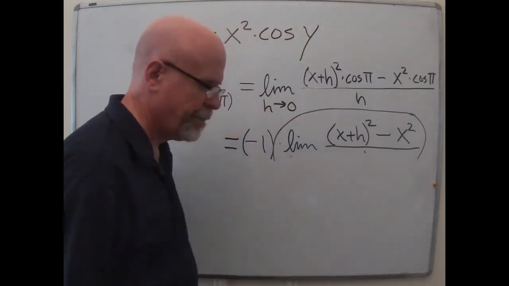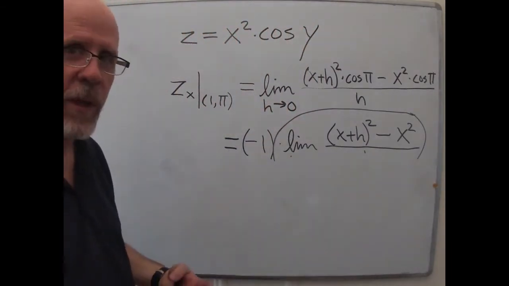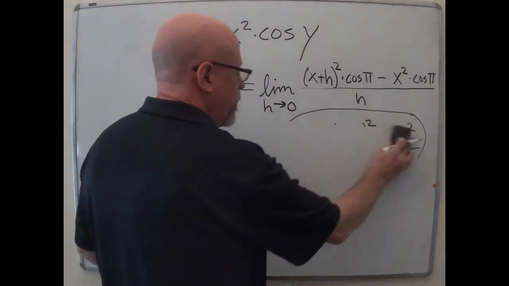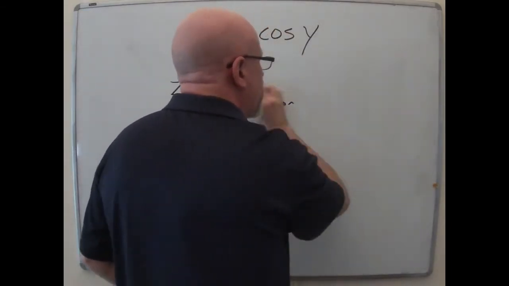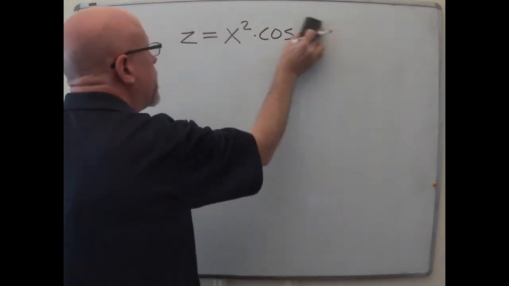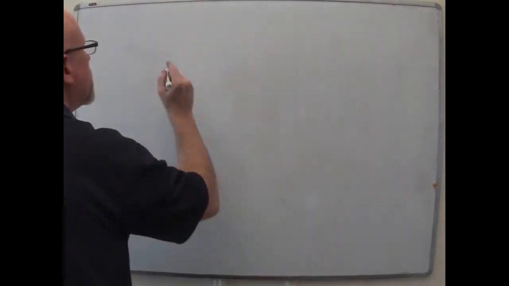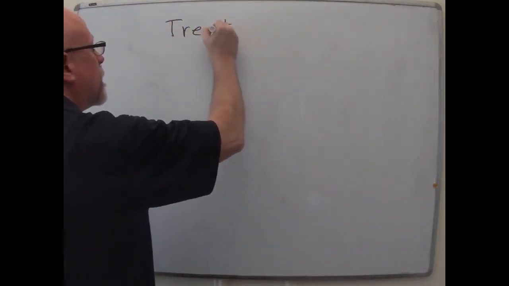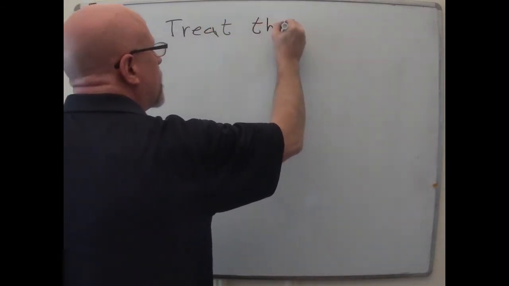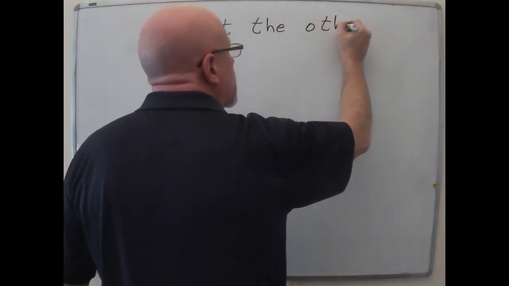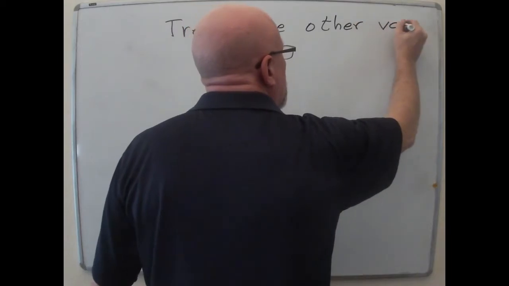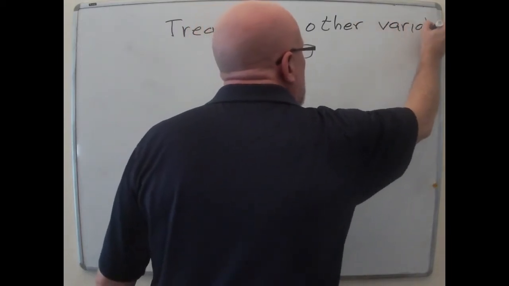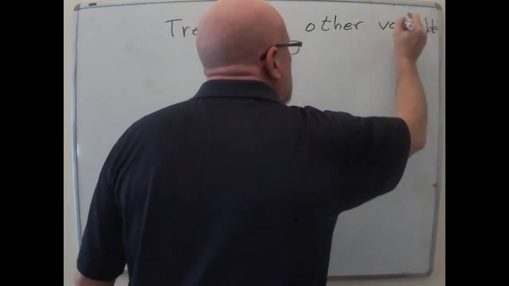Yeah, that's really the mantra you should be saying to yourself when you're taking partial derivatives. Treat the variable that's not changing as a constant. Running out of space.